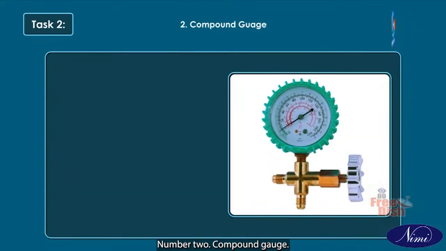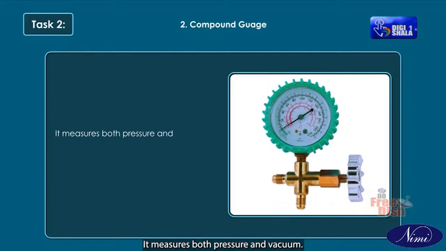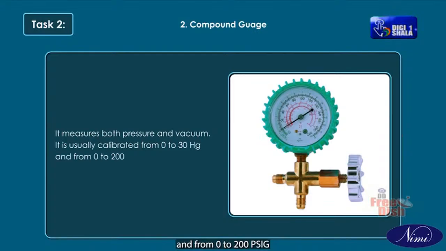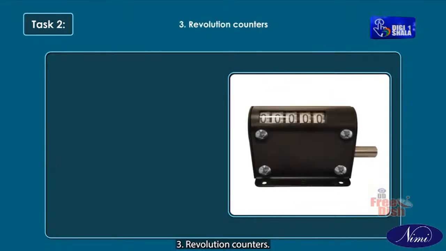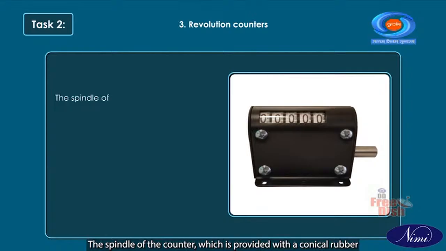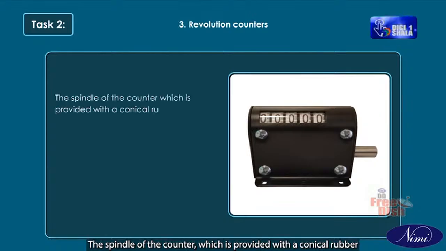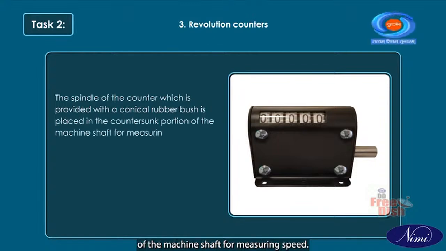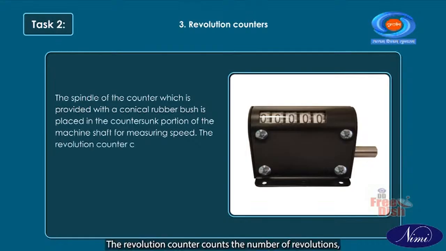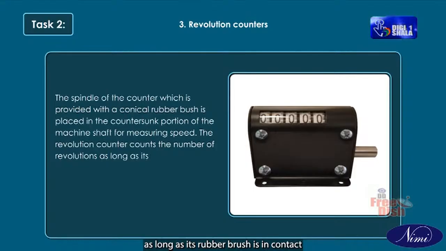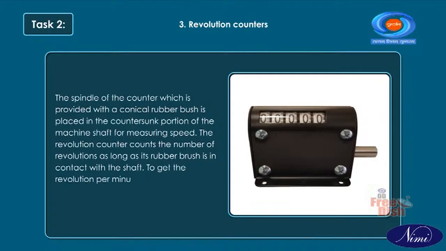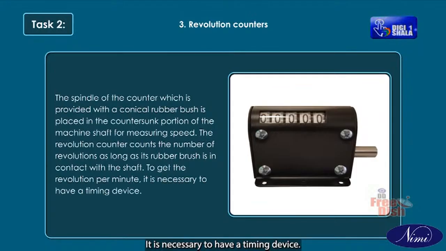Number 2. Compound gauge. It measures both pressure and vacuum. It is usually calibrated from 0 to 30 inches Hg and from 0 to 200 psig. Number 3. Revolution counters. The spindle of the counter, which is provided with a conical rubber bush, is placed in the countersunk portion of the machine shaft for measuring speed. The revolution counter counts the number of revolutions as long as its rubber bush is in contact with the shaft. To get the revolutions per minute, it is necessary to have a timing device.